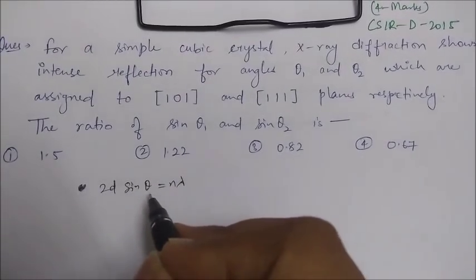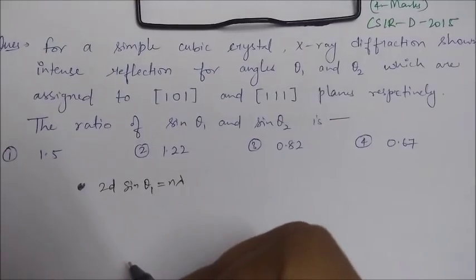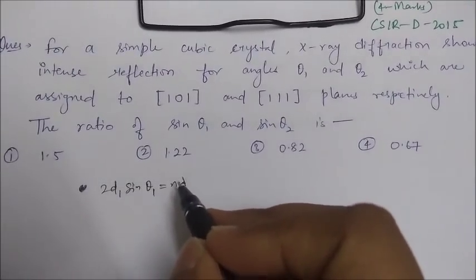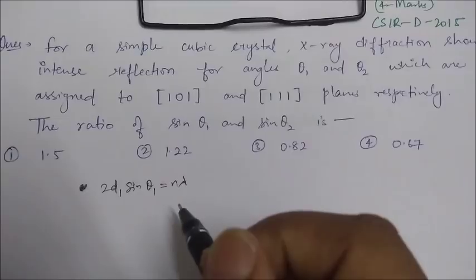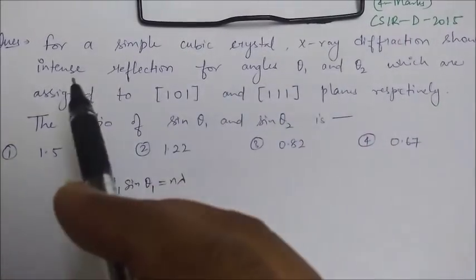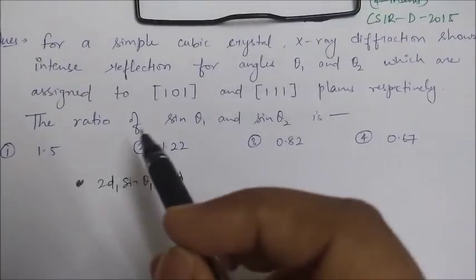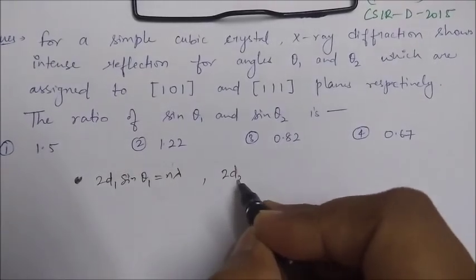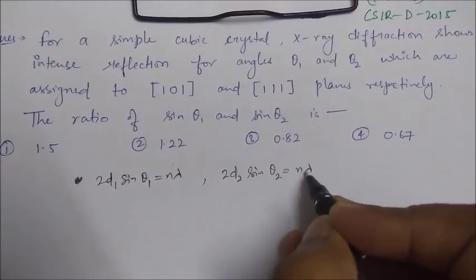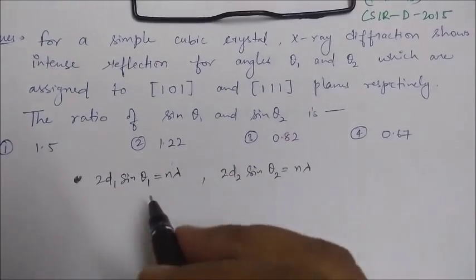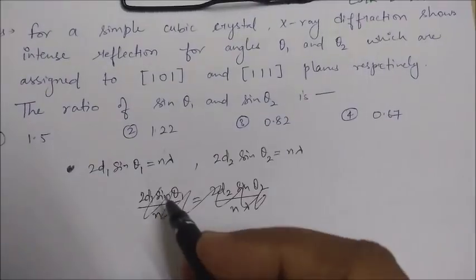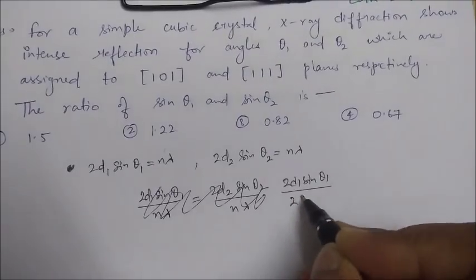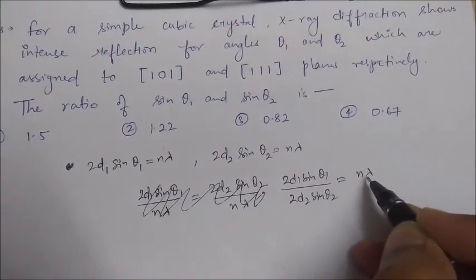So if I have 2d1 sin θ1 equals nλ, because we are using X-rays, the wavelength λ will be the same and the order is also the same. The next one will be 2d2 sin θ2 equals nλ. Now if I take the ratio of sin θ1 upon sin θ2, you just have to divide both of them. So I will write 2d1 sin θ1 upon 2d2 sin θ2 equals nλ upon nλ.